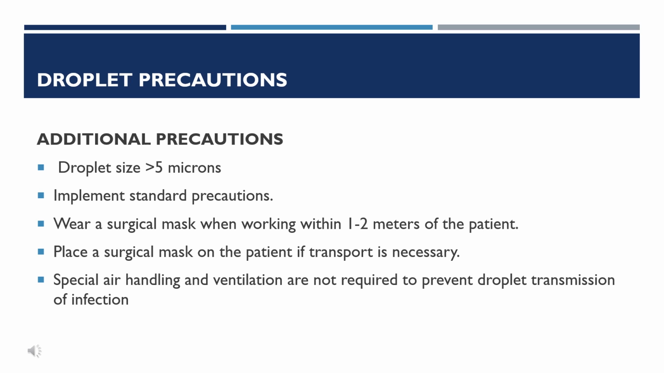Droplet precautions are included in the additional precautions, which apply to droplets of size more than 5 microns. We have to implement all the standard precautions. Wear a surgical mask when working within 1 to 2 meters of the patient. We have to place a surgical mask on the patient if transportation is necessary. Special handling of air is not required, and special ventilation is also not required for droplet transmission prevention.